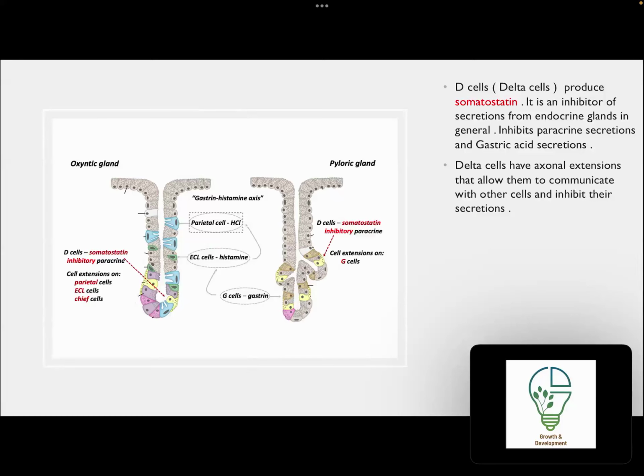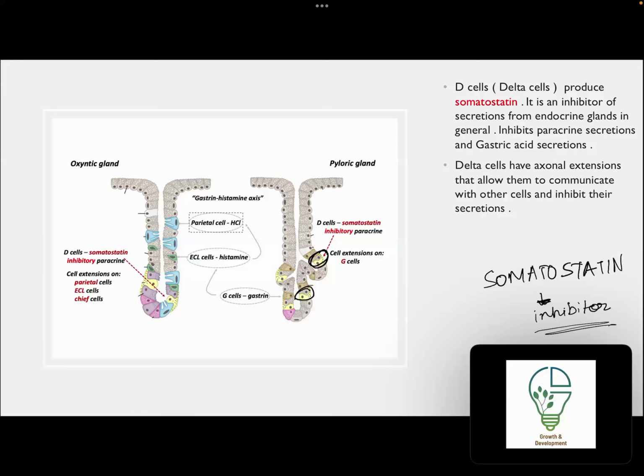Now we have D cells. And these cells are these yellow cells over here. The D cells are called delta cells, and they produce something called somatostatin. And one important thing that you need to remember is somatostatin is an inhibitor. So anytime you hear the word somatostatin, you want to immediately think it's an inhibitor.